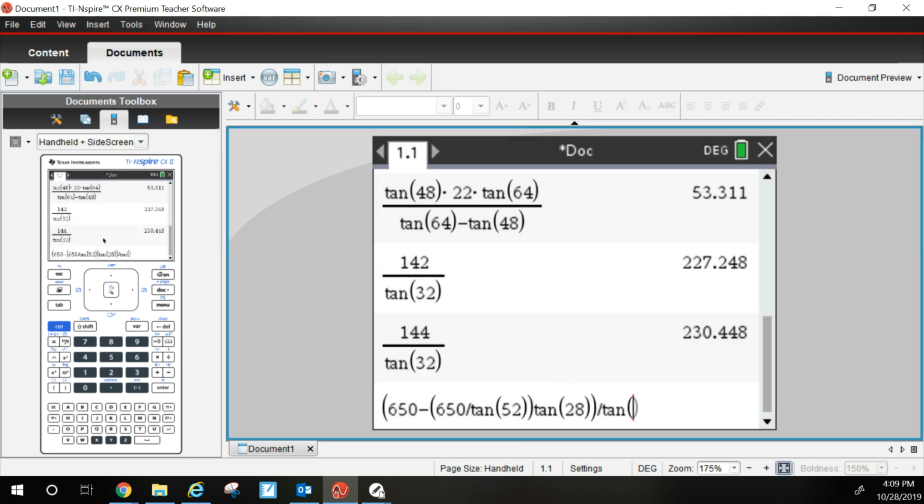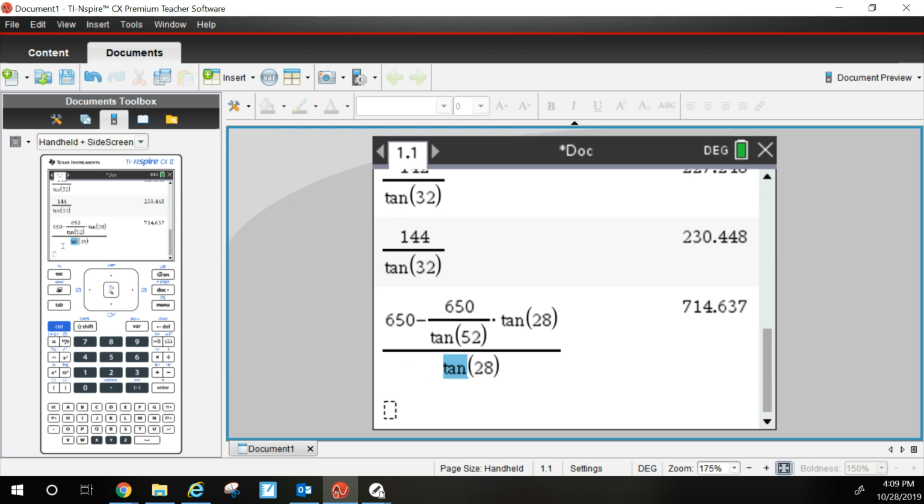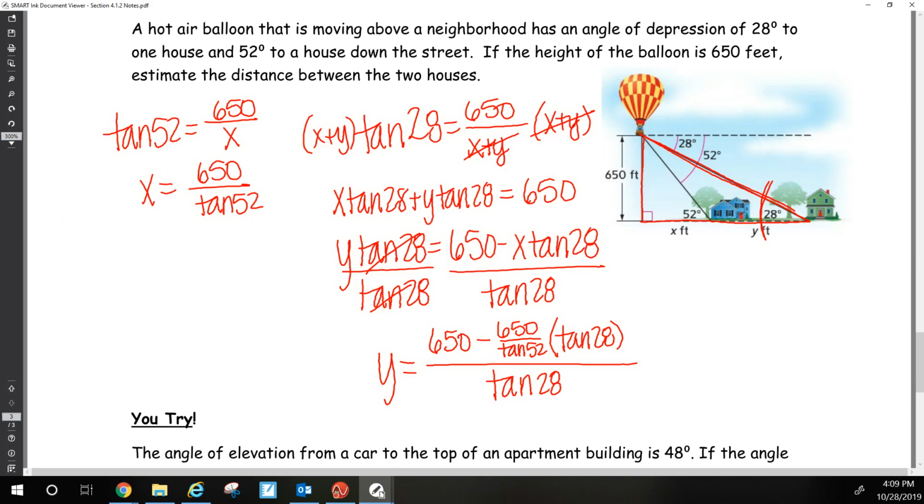Tangent 28. And that's what I get, 714.637. You also want to go back and check and make sure it looks exactly like it does on your paper, which it does. I got 650 minus 650 over tangent 52 times tangent 28, all over tangent 28. So this guy here is equal to 700, oh, be careful, you plugged into your calculator. Now we need the approximately equal to 714.637 feet.